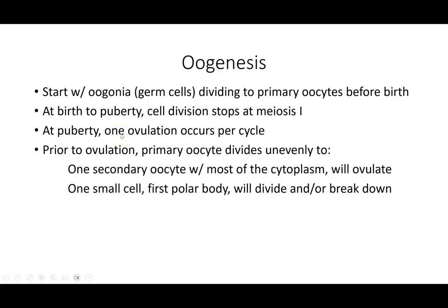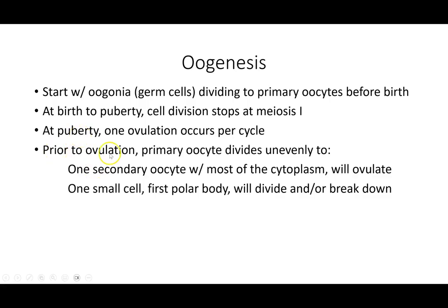And generally speaking, there's going to be one egg ovulated per ovarian cycle. Sometimes there are multiple eggs ovulated. That is how fraternal twins and triplets and stuff like that come into existence. But that's not super common. It's not rare by any means, but it does usually happen with just one egg.